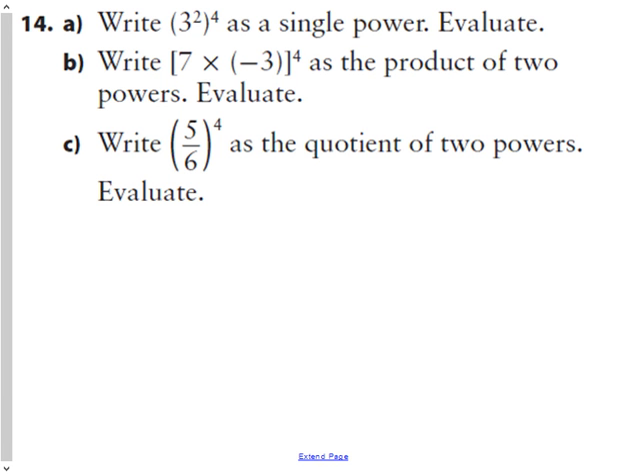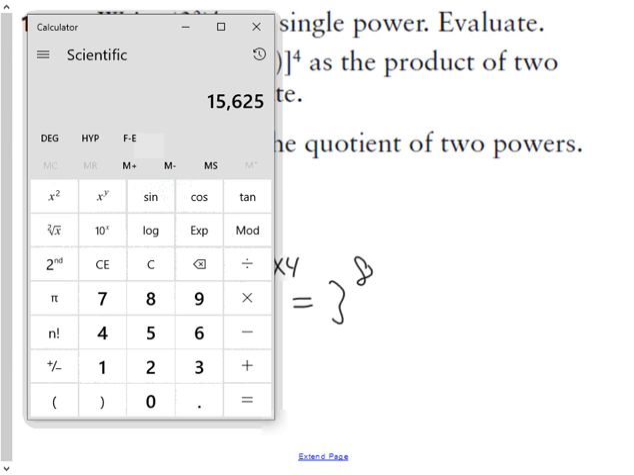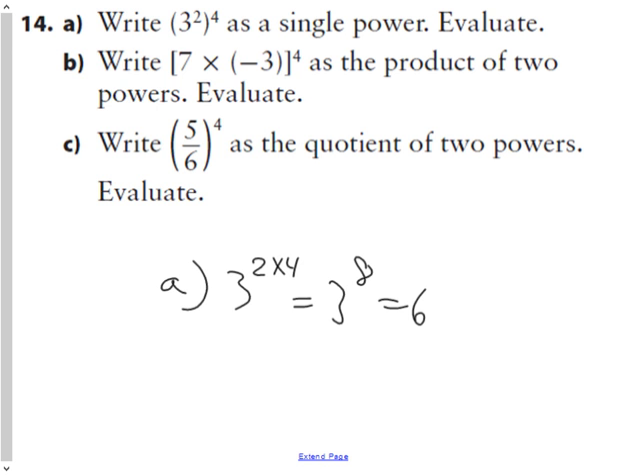Question 14, write 3 squared to the power of 4 as a single power and evaluate. So write it as a single power. When having a power to a power, the rule is keep the base and multiply your exponents, which would be 3 to the exponent of 8. Keep your base, press your XY button, press the 8, press the equals button. 6561 is your standard form.